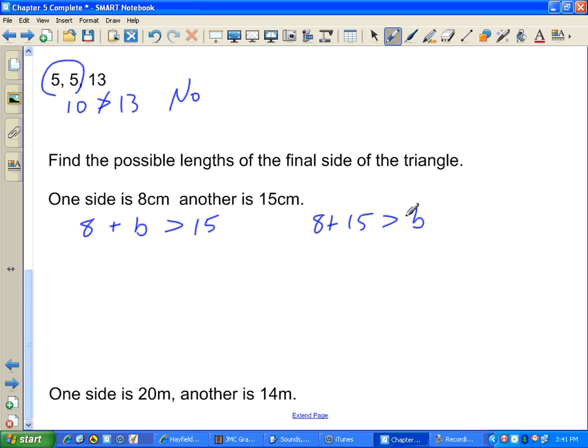Okay, so let's look at our 2 cases here. So if our missing side is one of the shorter sides, I can solve this inequality. I can just subtract 8, and I would know that B has to be greater than 7. Over here, if I simplify this, I'm going to get that B has to be smaller than 23. So I now have a range of values. Okay, it can be any number that's greater than 7. Okay, so it's got to be bigger than 7, but it's got to be less than 23.